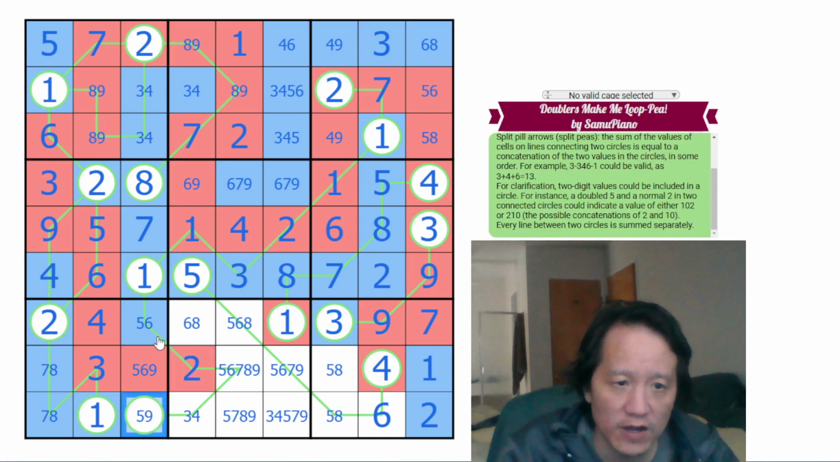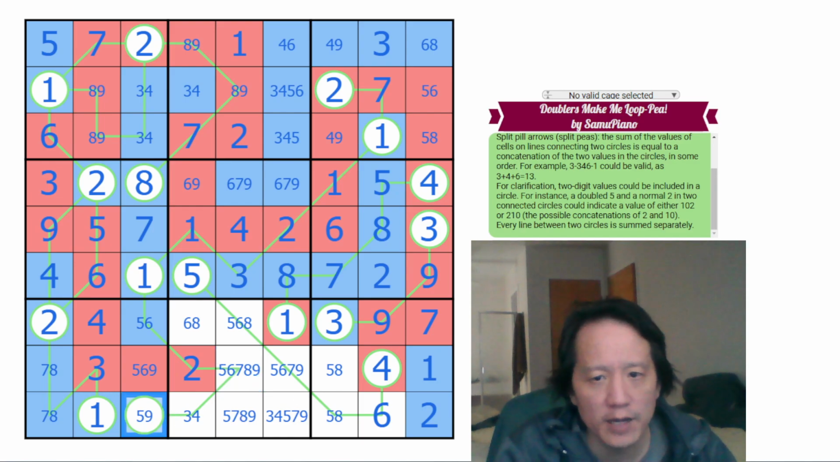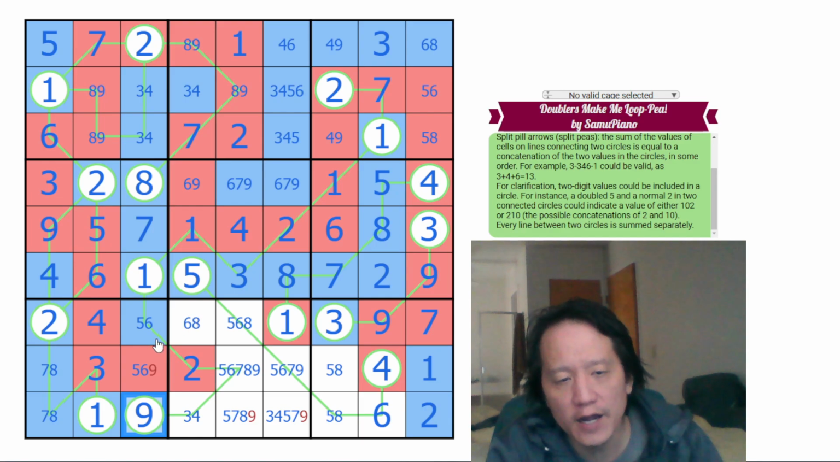If this is 5, this would have to be 6. So this would be 10. So if this is 5, this is 4 and 6, so that's 10. This would have to add up to 5, which is not possible because this can't be 3 or 4. Therefore, this cannot be 5. Therefore, this is a 9. This cannot be 9.